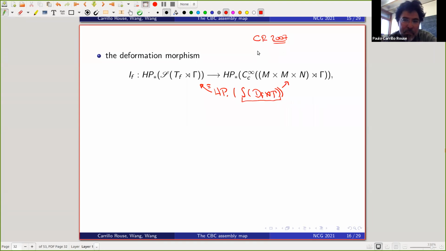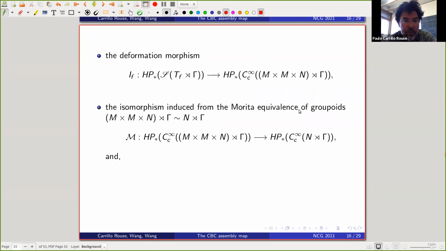And then it was highly improved by Debord and Skandalis some years ago, maybe 2012 or so. They wanted to deal with some other problems, but in particular these constructions make sense for this deformation groupoid. And then you have an isomorphism from the Morita equivalence of groupoids. In fact, when you have two Morita equivalent groupoids, the periodic cyclic homologies and cohomologies are isomorphic.